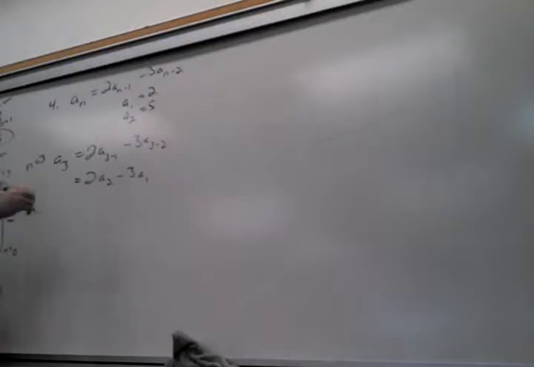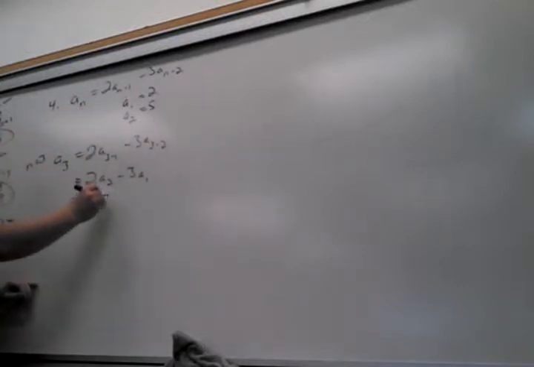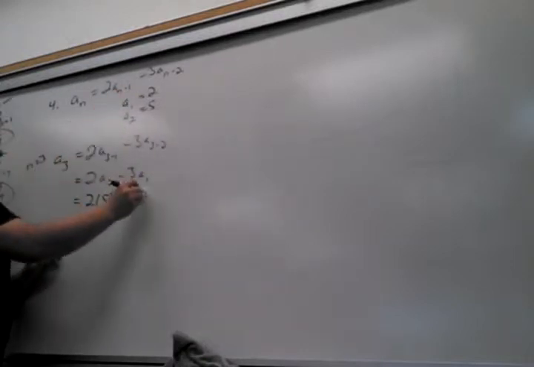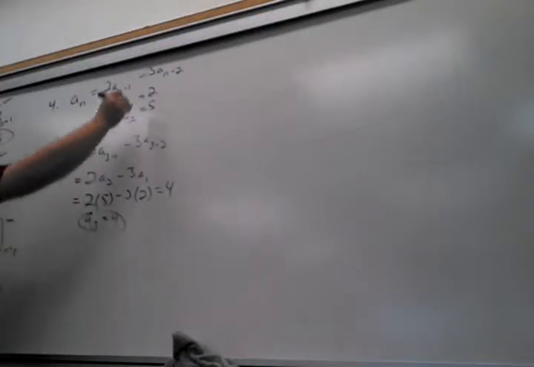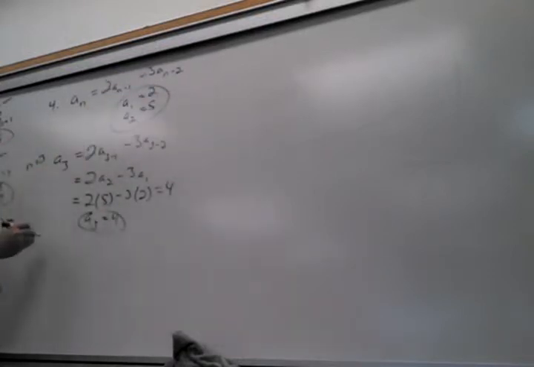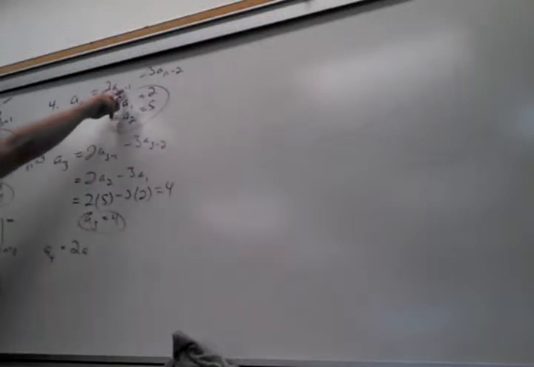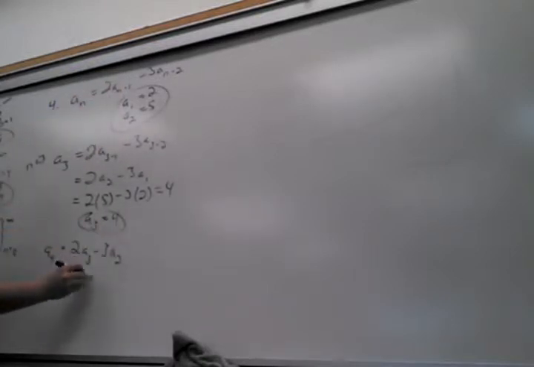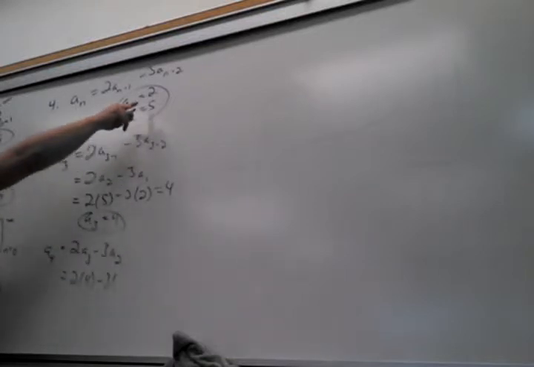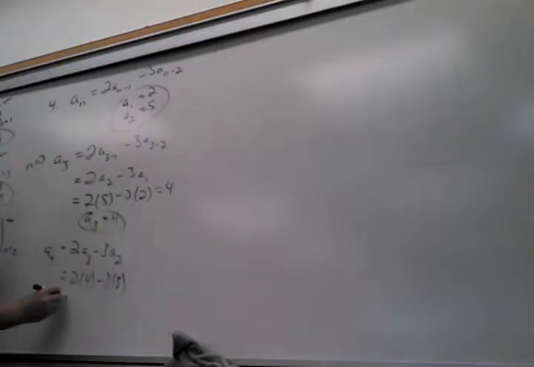Oh, no, sorry. So A2 is 5, and A1 is 2. So A3 is 4. So now I know that A3 is 4. So these are what I know so far. And then how do I get A4? It'll be twice A3 minus 3 times A2. So I get twice 4 minus 3 times 5. Negative 7.